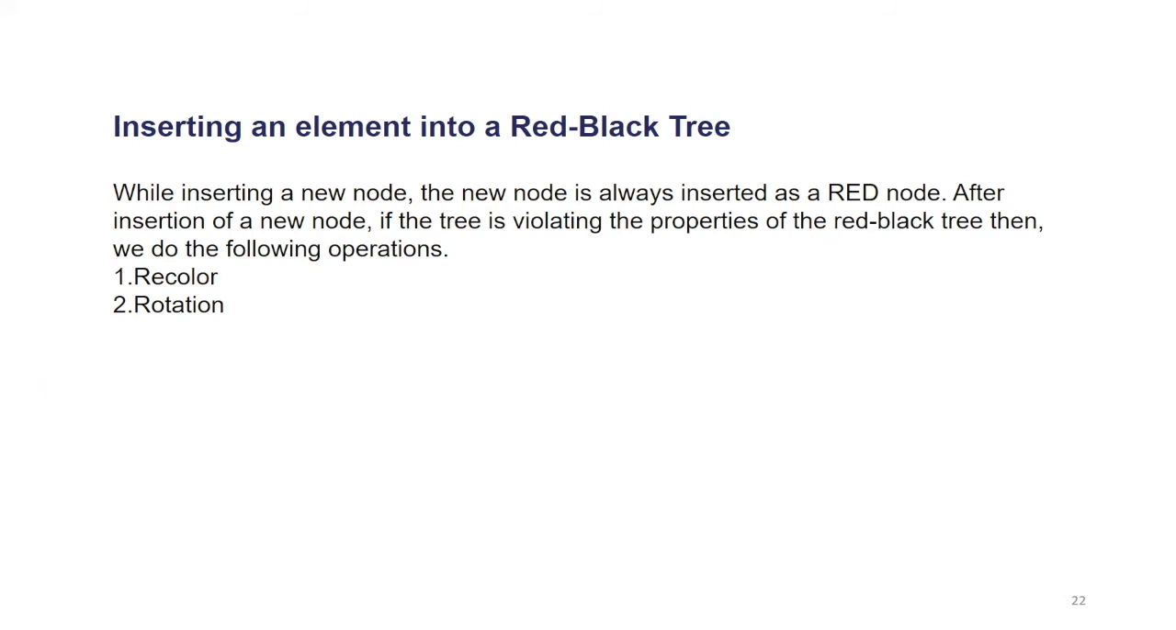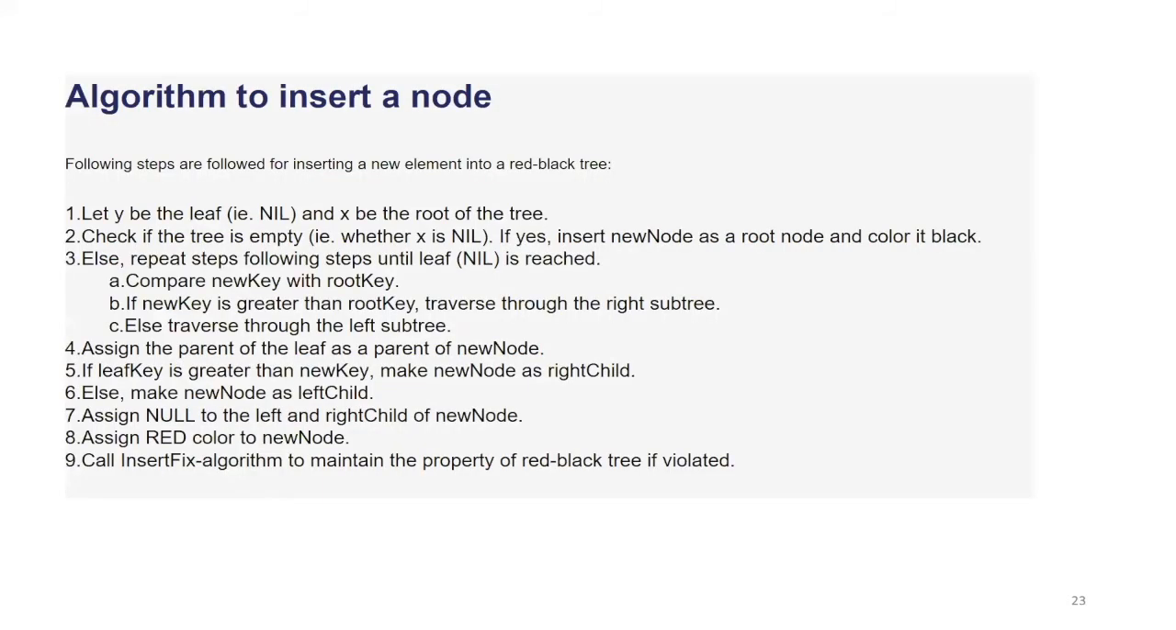While inserting a new node, the new node is always inserted as a red node. After insertion of a new node, if the tree is violating the properties of the red black tree, then we do the following operations: recolor and rotations. So what is recolor and rotations? Here's an algorithm to insert a new node.